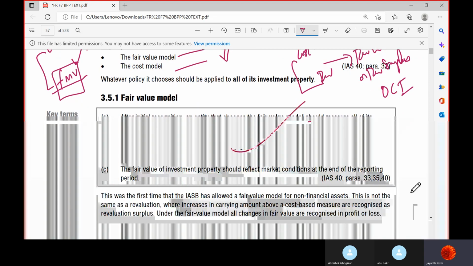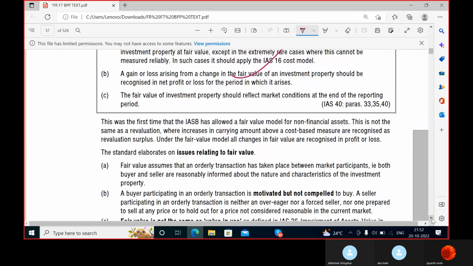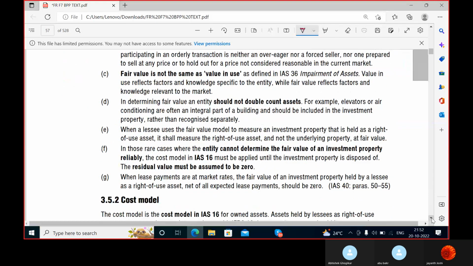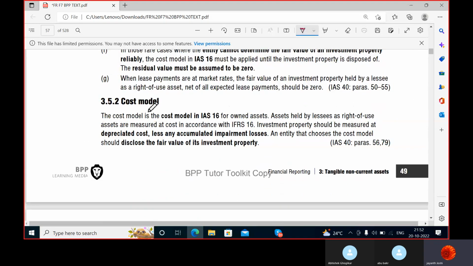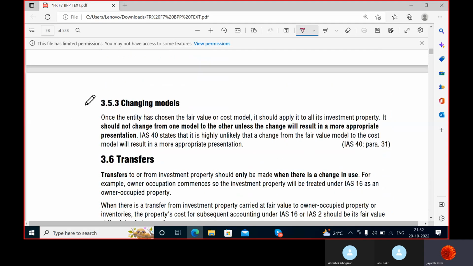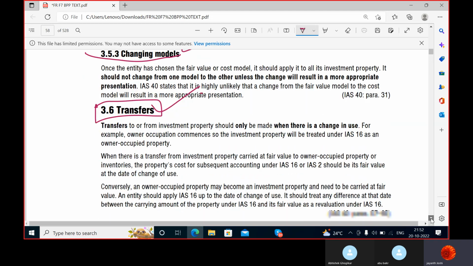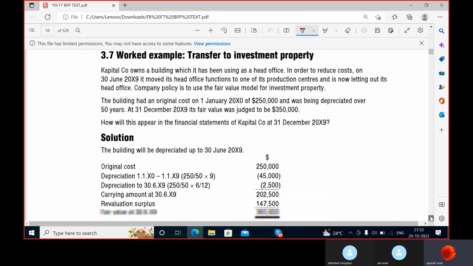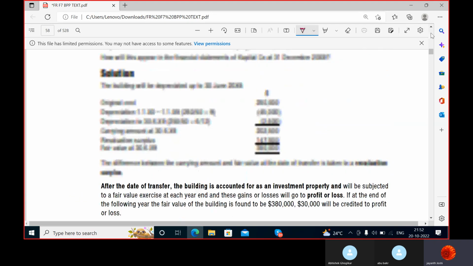Now, this I've explained everything. Cost model is explained right now. Done. Now comes the changing models. Now, what is this changing model? That means we have to study or discuss the concept of transfers. What do transfers mean? See, the usage of the property can differ. So I'll explain this point here.